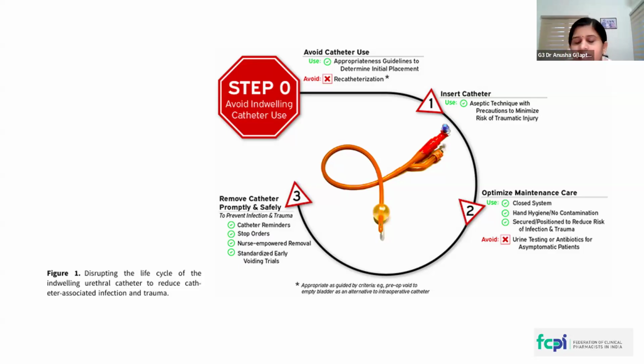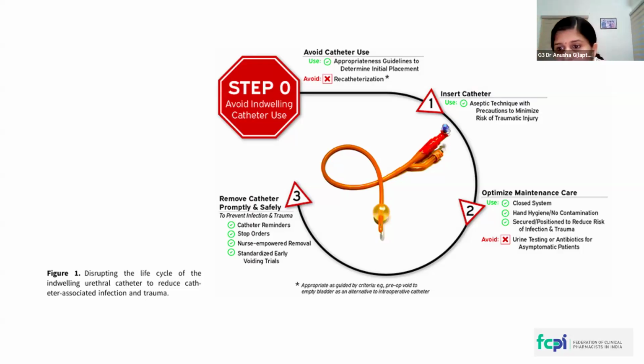Now, next thing is the entire system of the catheter has to be a closed system. Always hand hygiene should be maintained while inserting or while maintaining the catheter. And the catheter has to be secured. Usually, the catheter will be secured to the thigh of the patient. Securing the catheter is very important so that the catheter is not pulled as the patient is moving.